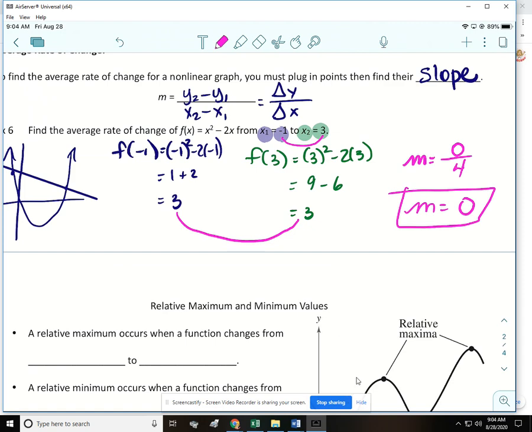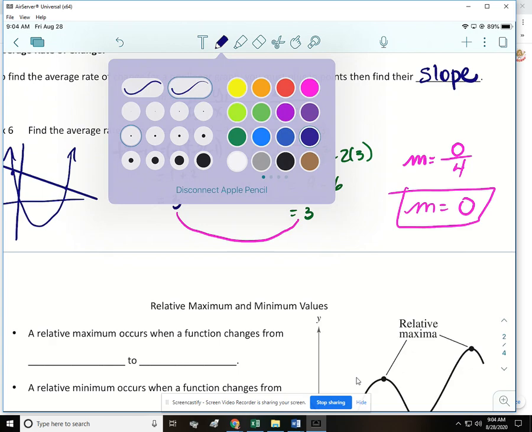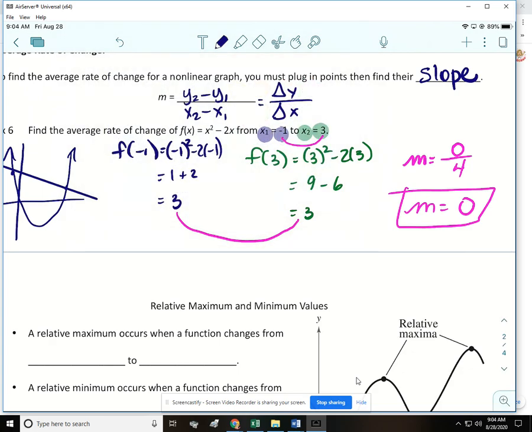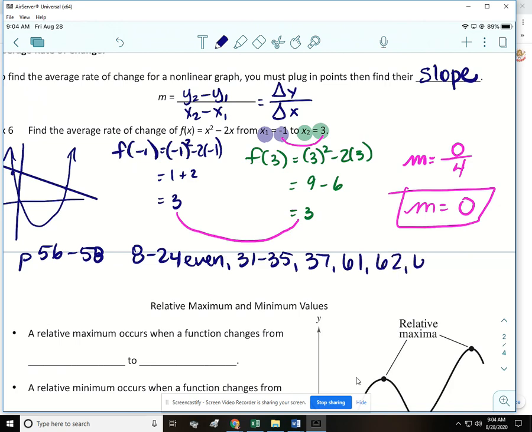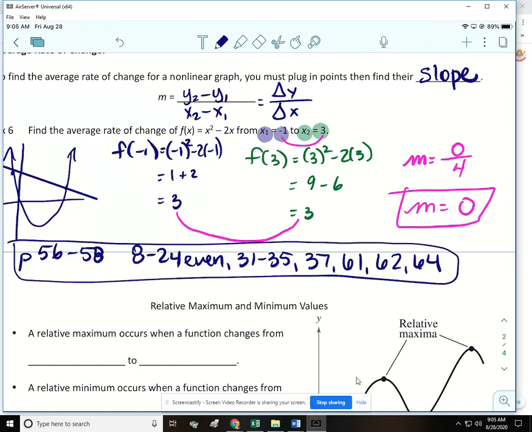Okay, so your assignment comes from the book. So we have page 56 through 58. I want you to do 8 through 24 even, 31 through 35, 37, 61, 62, and 64. And then we'll finish the packet later.